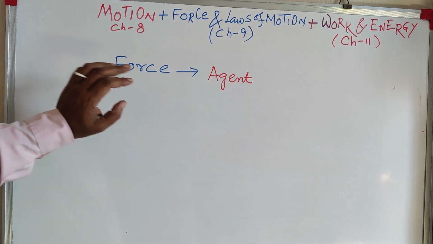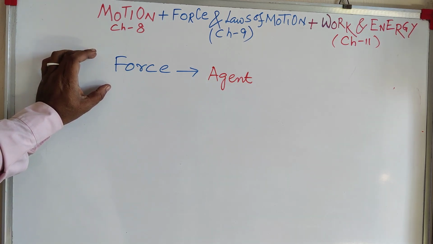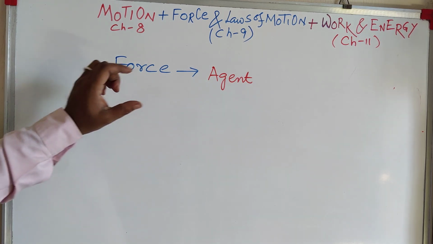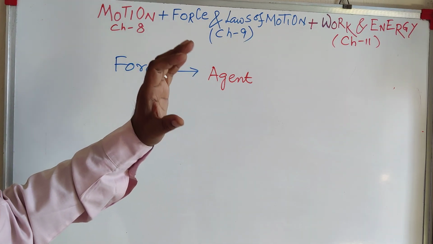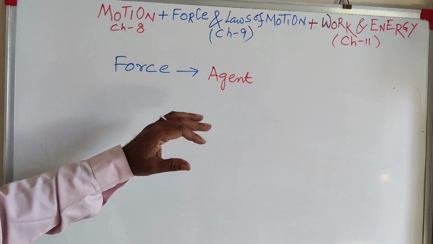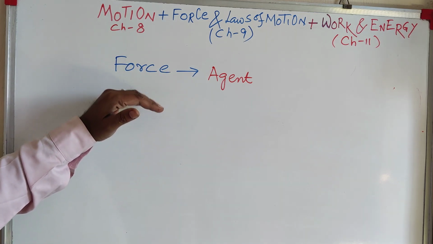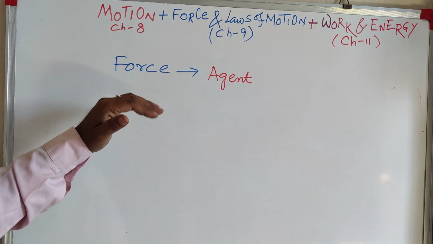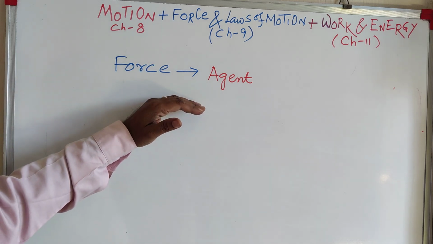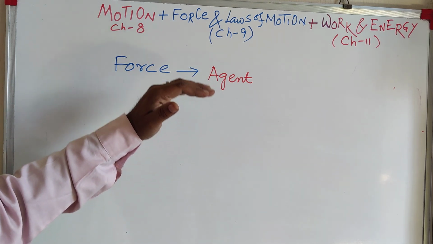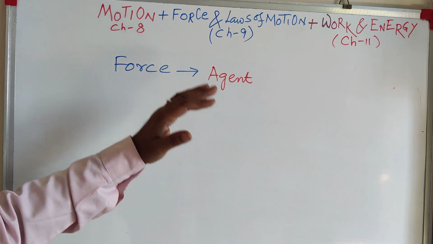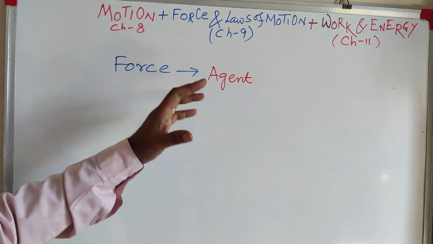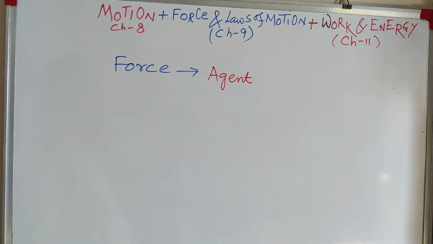Agent means this agent is force. Agent means something which makes the work done, but it itself does not do the work. That is called agent. So we can define force in such a way that force is an agent which makes the body in rest go to motion, or the body in motion be brought into rest. That is called force.